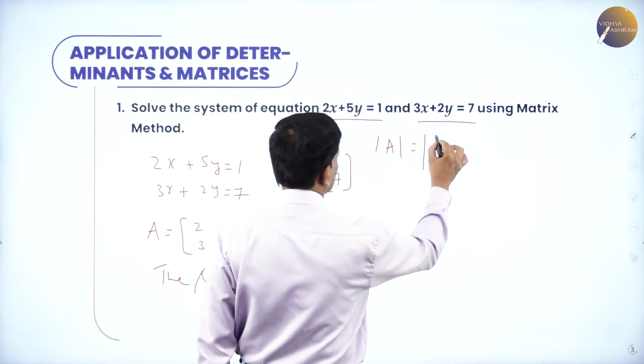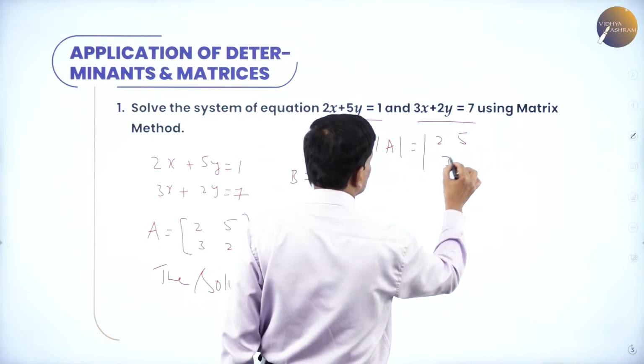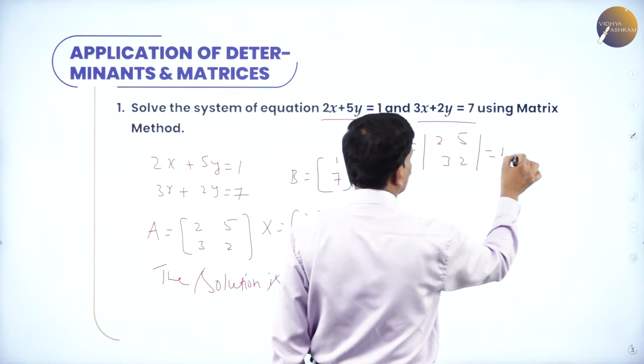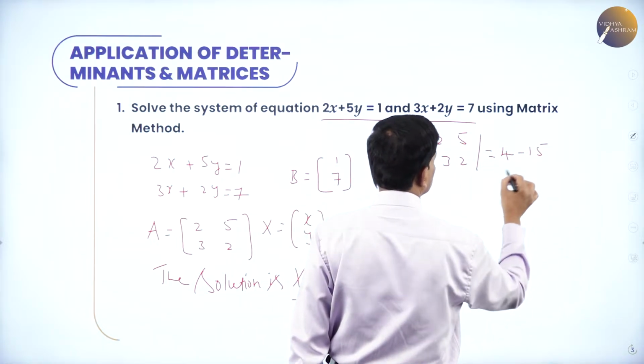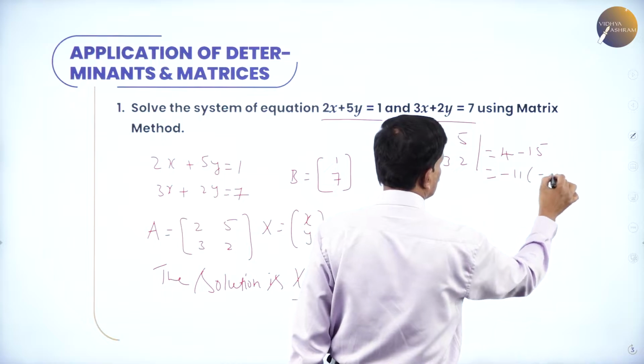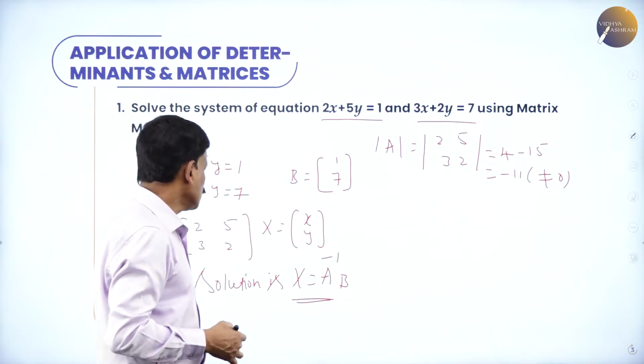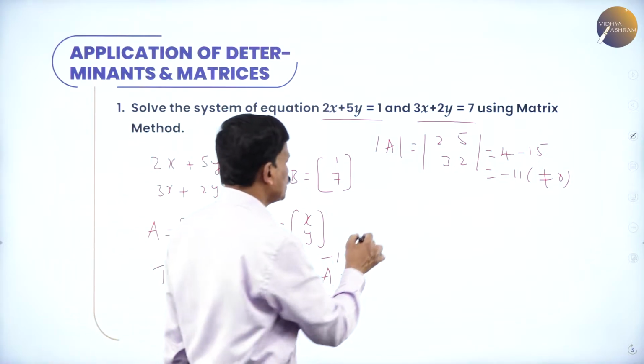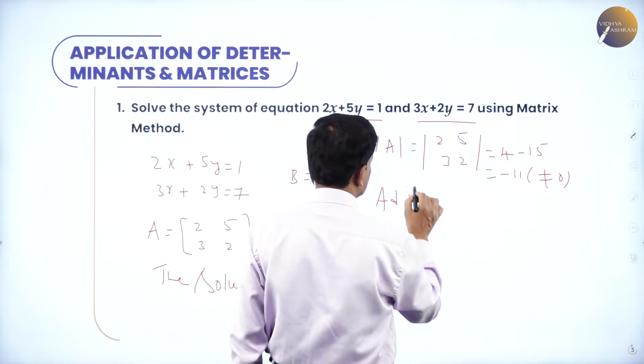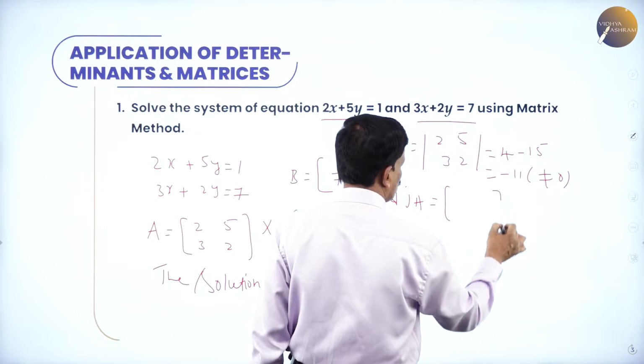Determinant of the given matrix [2, 5; 3, 2] is equal to 2 2s are 4 minus 5 3s are 15. This is equal to minus 11, not equal to 0. The inverse exists. Now, just find out the inverse. So, for that find out the adjoint.